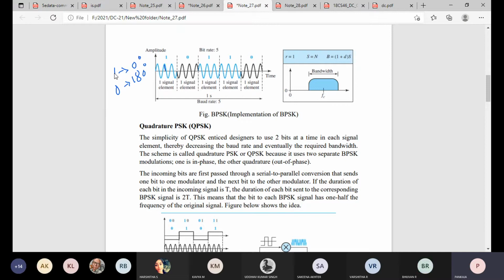You can check it. There is no change in the amplitude, and no change in the frequency for bit 1 and 0. There is only a change in terms of phase. If the digital bit is 1, the signal starts from phase 0, that is 0 degree. If it is 0, it starts from 180 degree, by maintaining constant amplitude and frequency.